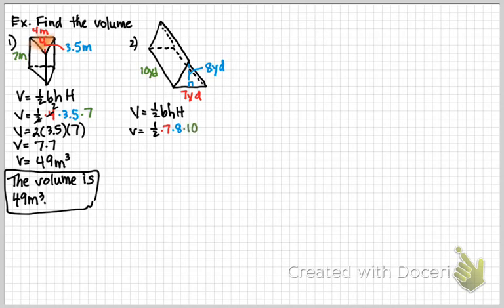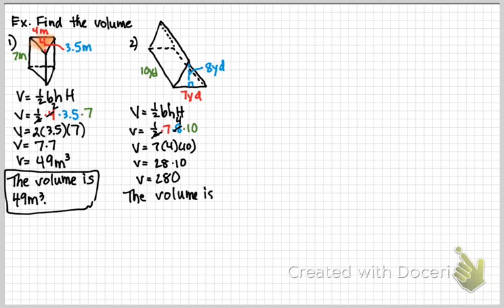Okay, and so then I'm going to take 1/2 of one of these. I'm going to take 1/2 of the 8. I don't like taking 1/2 of 10s because I like to multiply by 10s. So that gives me 7 times 4 times 10. So I just do order of operations, and I get 28 times 10, and that gives me 280. So the volume is 280, and this time it would be cubic yards. Okay?